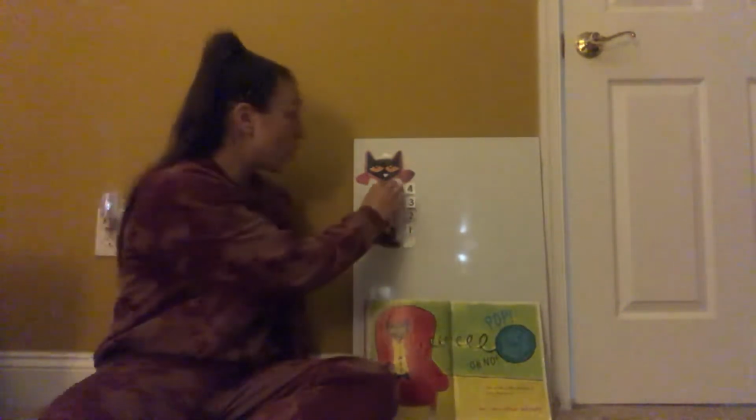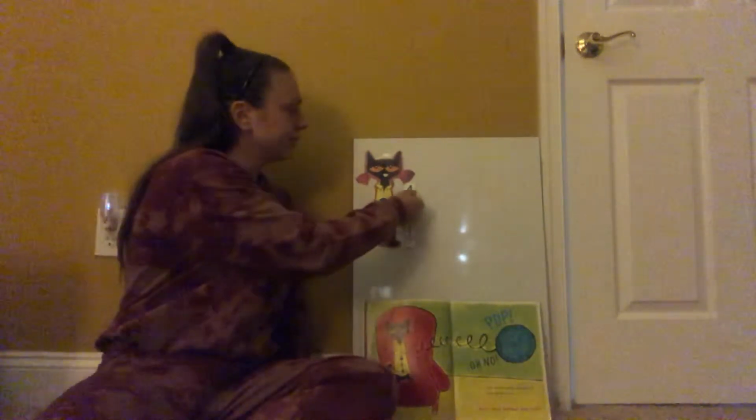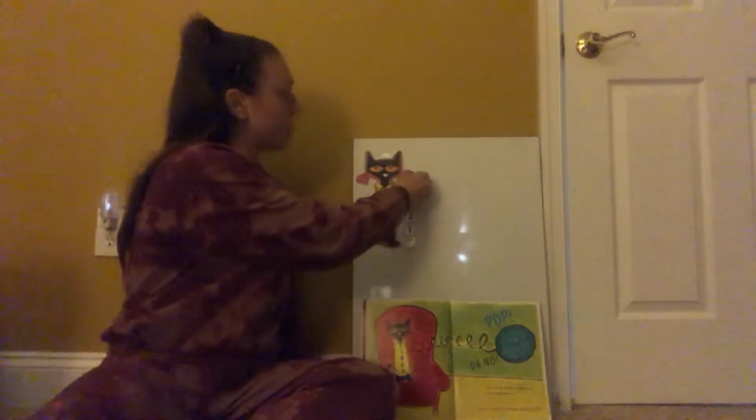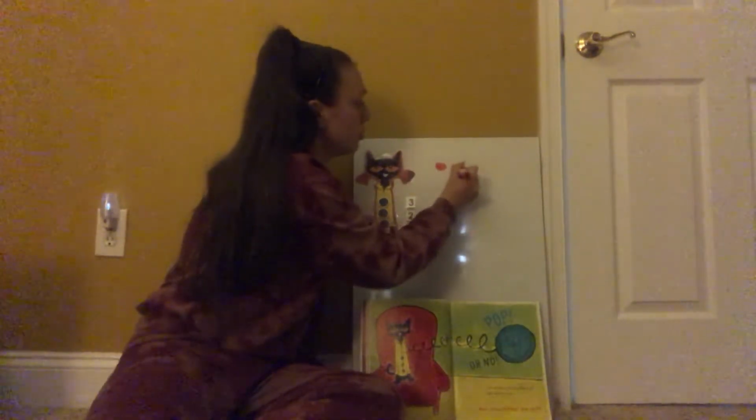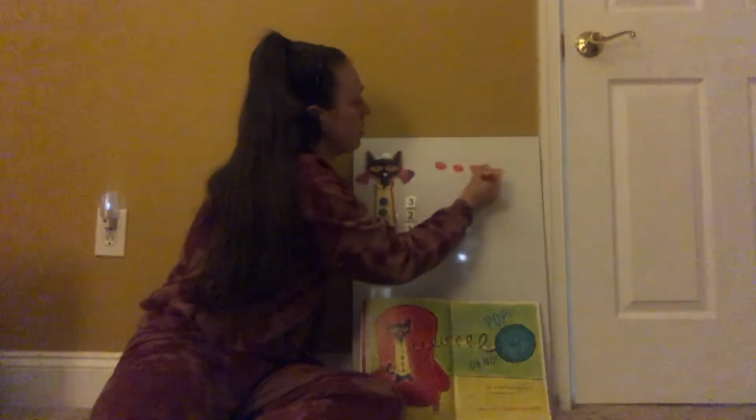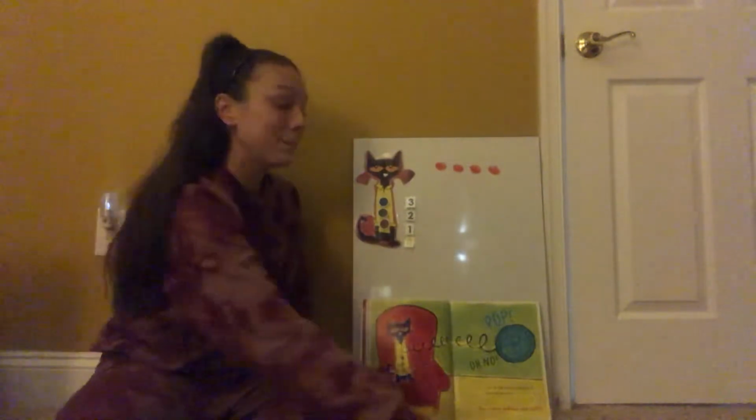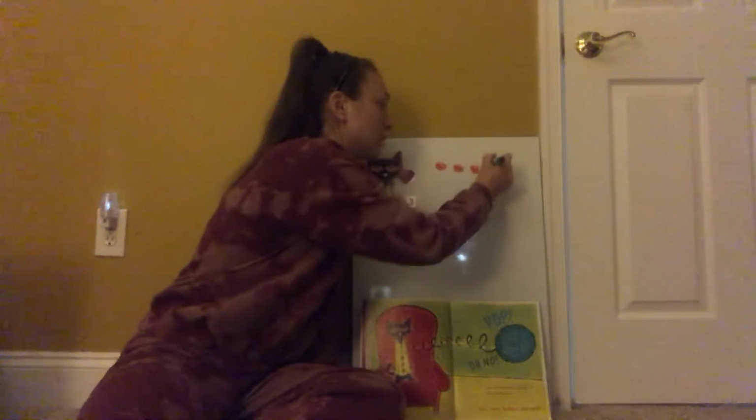Pop! One of Pete's buttons popped off and rolled away. How many buttons are left? So if the 4th button popped off and rolled away, let's take a look here. 1, 2, 3, 4. Because that's how many buttons he started with, his 4 big, round, colorful, groovy buttons. And 1 button popped off and rolled away. Let me cross that one off.